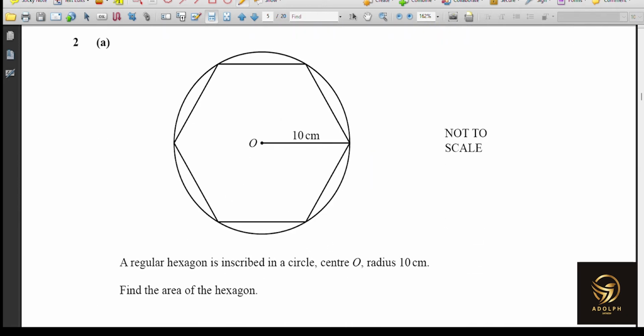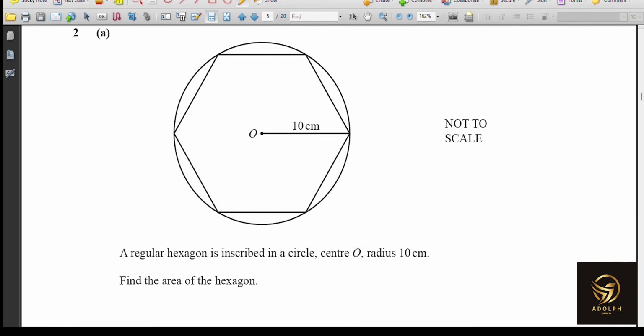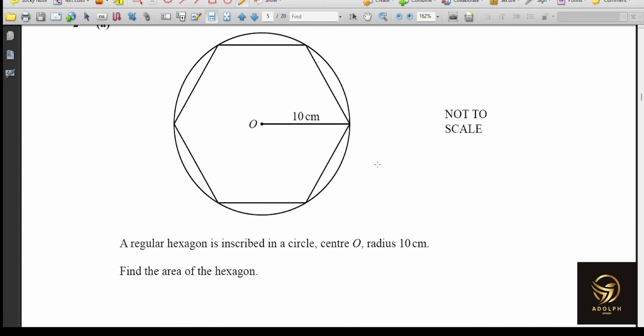So we are going to the next question, 2a. Here they gave a regular hexagon inscribed in a circle, center O, radius 10 cm. Find the area of the hexagon. So maybe you can think that we need to know the area of hexagon formula. Actually it is not required, because we know that the area of a hexagon is nothing but 6 congruent triangles. I mean, this hexagon can be divided into 6 congruent triangles. So we'll find one triangle's area, and we can multiply by 6.